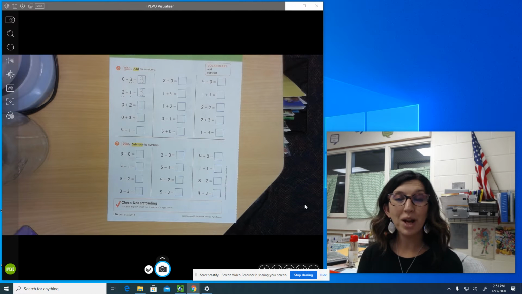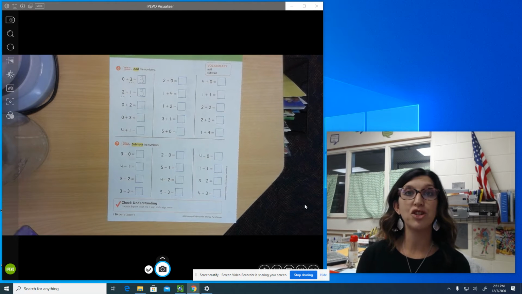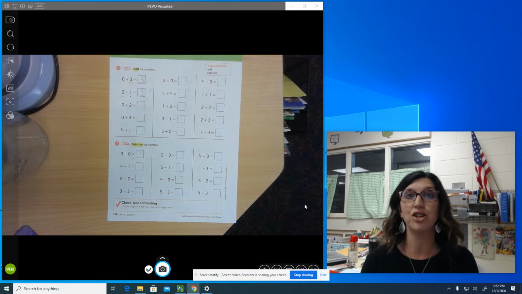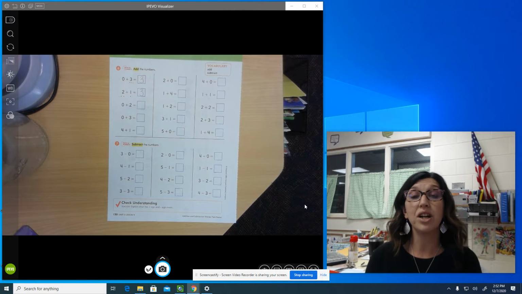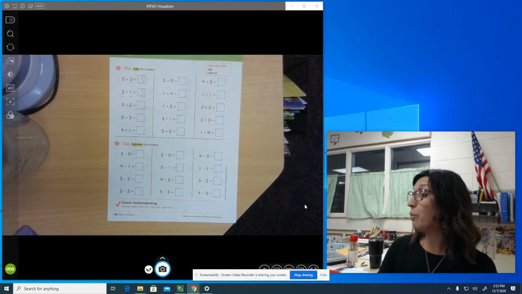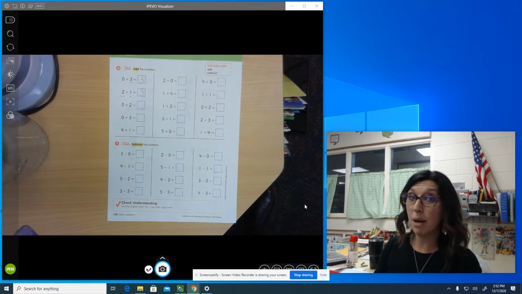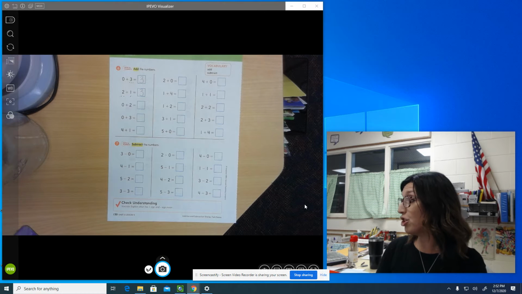Just a little bit ago, we took some time and we looked at a strategy that we can use to help us when we are trying to solve an addition equation. And now we're going to do a subtraction equation strategy to help us when we are solving subtraction equations. Kindergarten friends, when we are working on math, sometimes we have addition problems and sometimes we have subtraction problems.